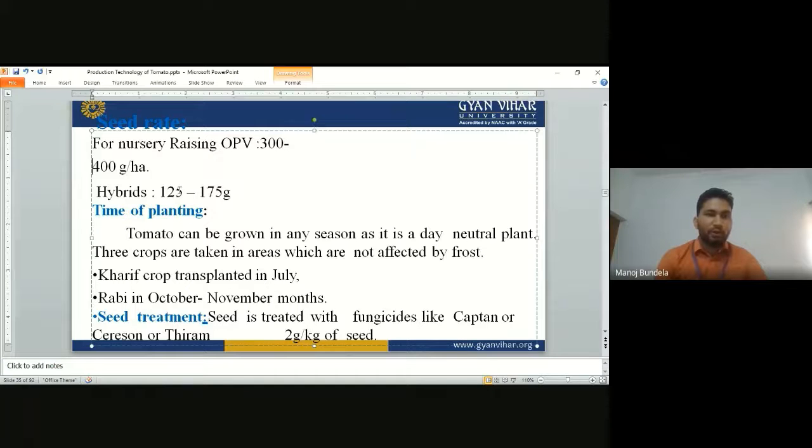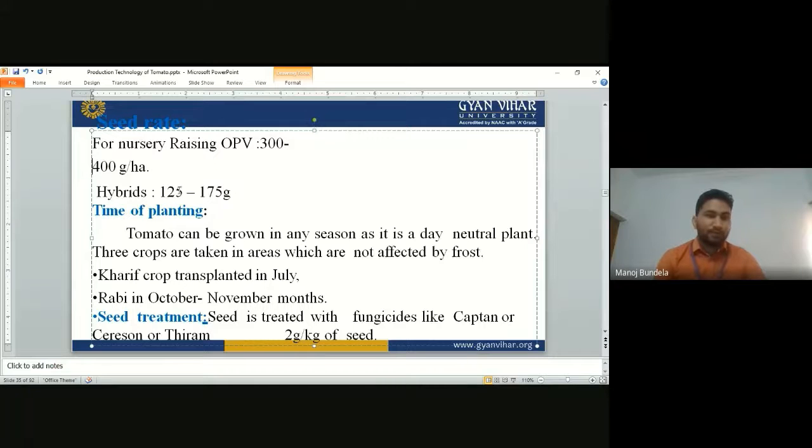Time of planting. Tomato can be grown in any season as it is a day neutral plant. Three crops can be taken in an area which is not affected by frost. Normally, tomato is grown in all seasons, and if frost is not a major problem, we can take three crops in one year.